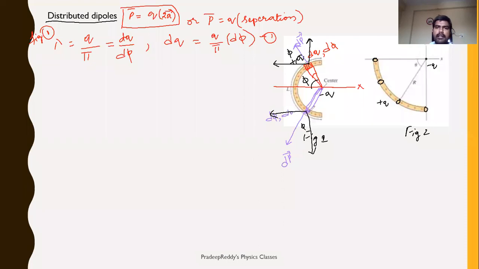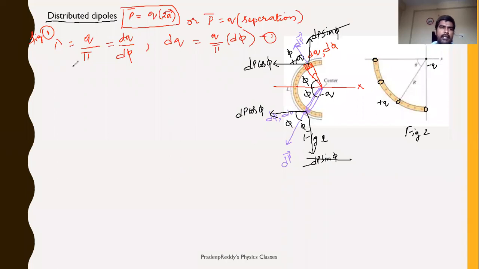So you can resolve this: one component is dp cos phi and the other is dp sin phi. Here it is minus dp sin phi and this is dp cos phi. I checked it: this angle and this angle would be the same. This is phi, so obviously this also will be phi. So dp cos phi will be left over, and dp sin phi gets cancelled. These things we have already learned in the previous part on electric field. Don't get confused over this.